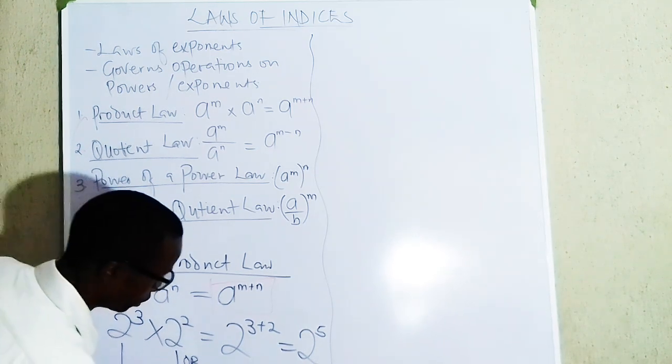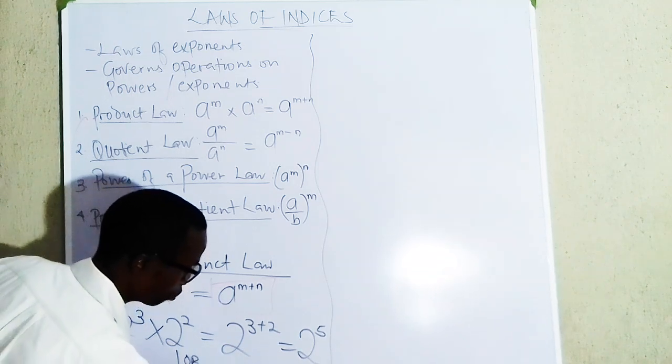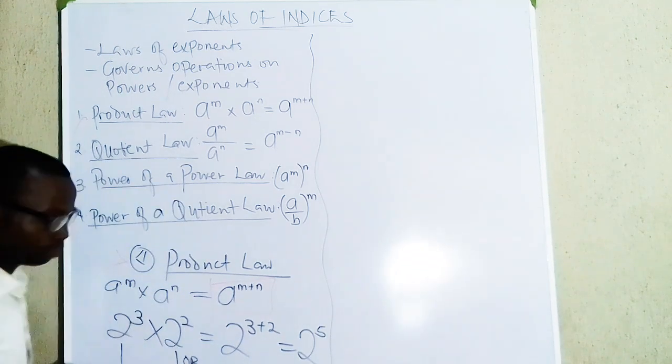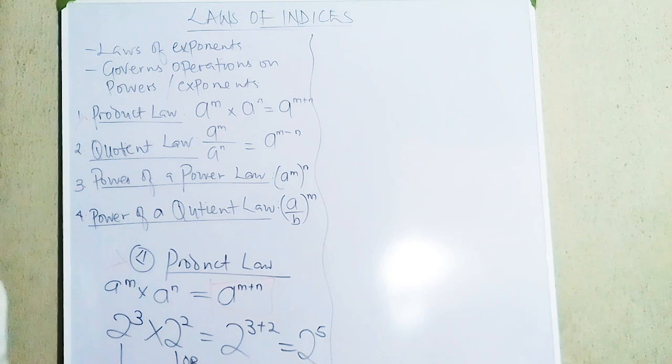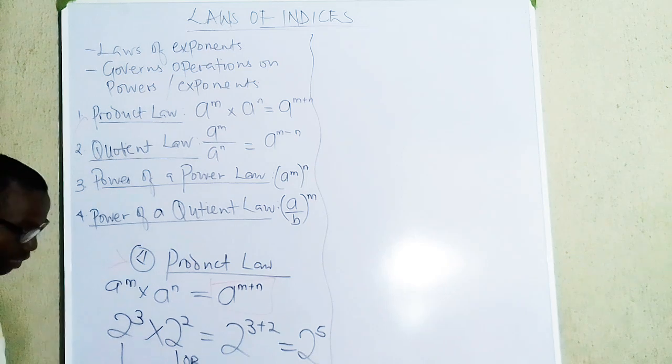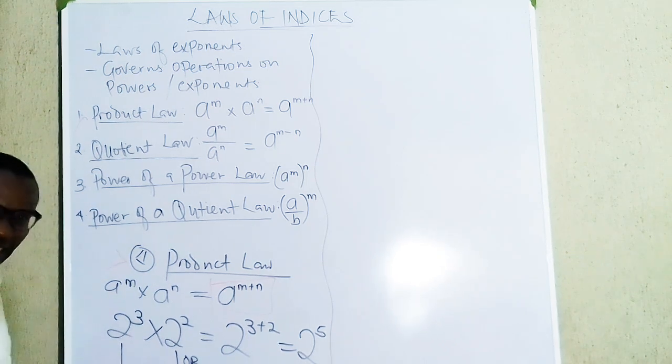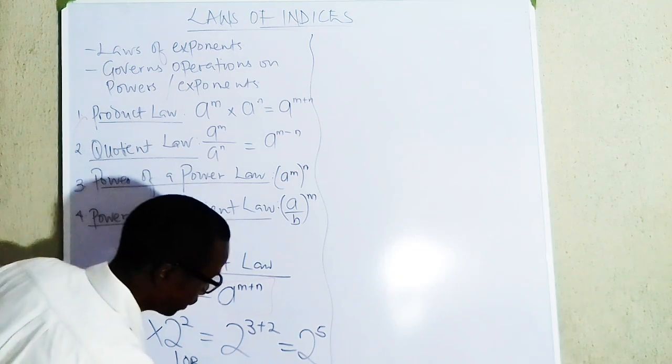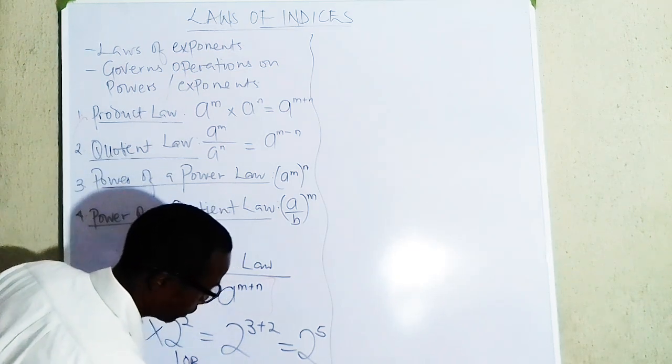In essence, it is putting it as 2 raised to power what? 5. Now if I want to know what 2 raised to power 5 is, I have to do 2 times 2 times 2 times 2 times 2. 2 times 2 is 4. 4 times 2 is 8. 8 times 2 is 16. 16 times 2 is 32. So 2 raised to power 5 is the same thing as 32.